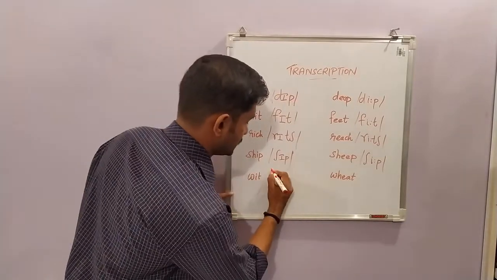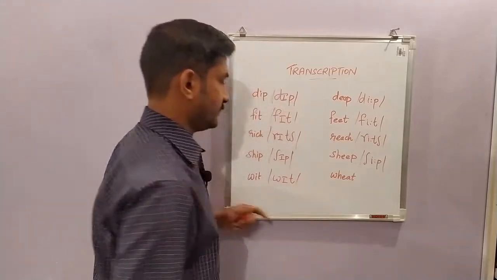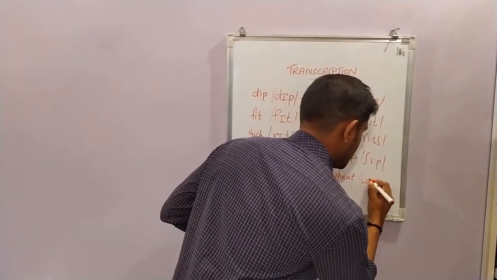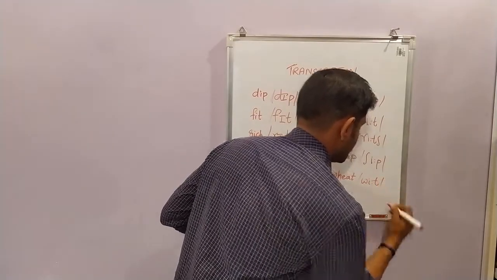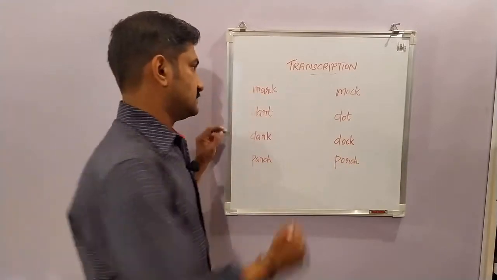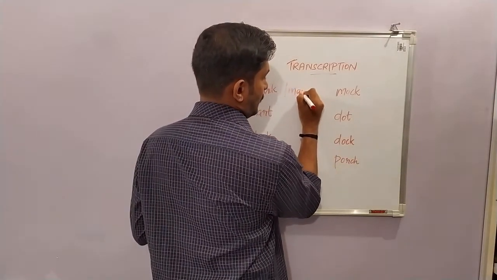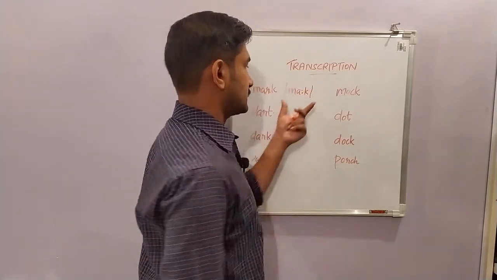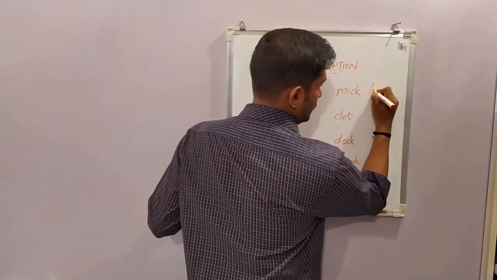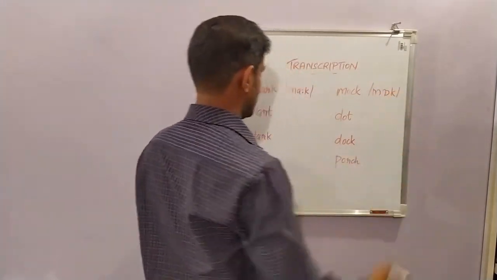Wit, this w, e sound, t. Wheat, w, e sound and t. Right. This is mark, m, a, k sound, mark. The second one, mock, m, o sound, k, mock.